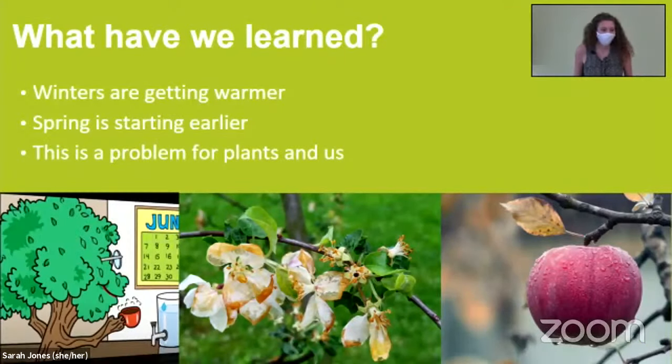So what did we learn in this section? We talked a little bit about climate change and how that's creating winters that are warmer and springs that start earlier. And we learned about how this is a problem, not just for plants, but that it can also impact a lot of other animals, including us, people, and our food supply.